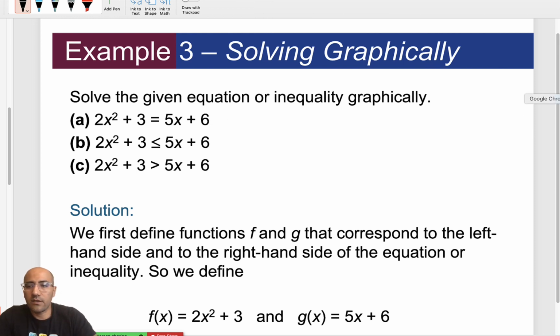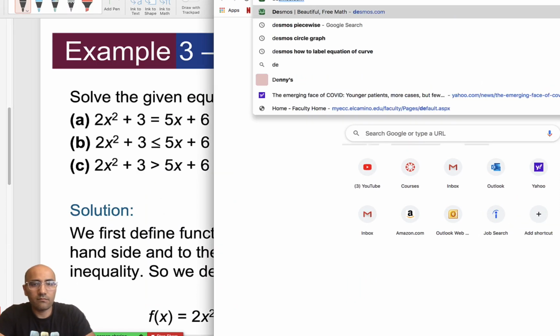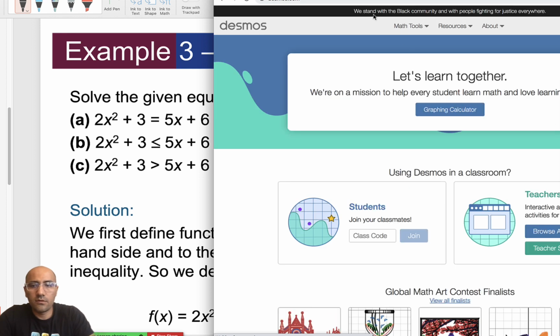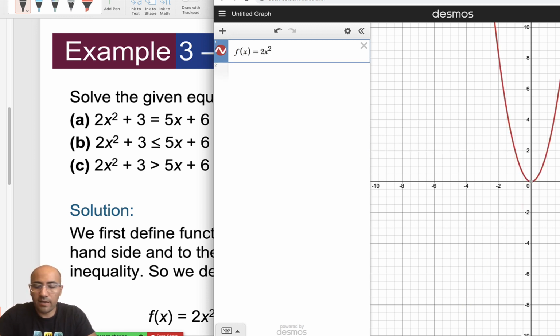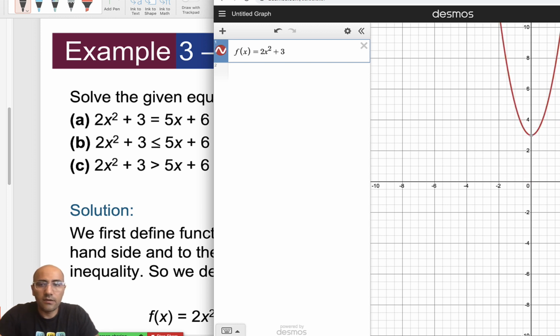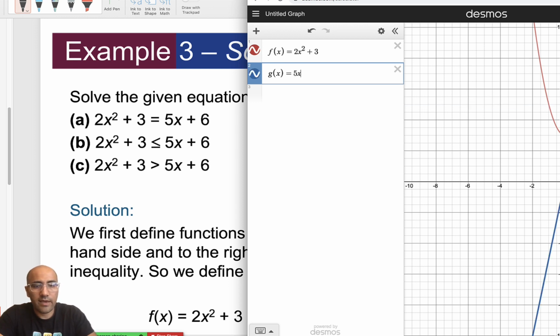So again, we can use technology. Let's use Desmos again. Desmos, graphing calculator. Okay, so we're going to define f of x to be the left-hand side, which is equal to 2x to the second power plus 3. Right, that's this part here. And then we're going to define g of x to be the right-hand side, g of x equal to 5x plus 6.